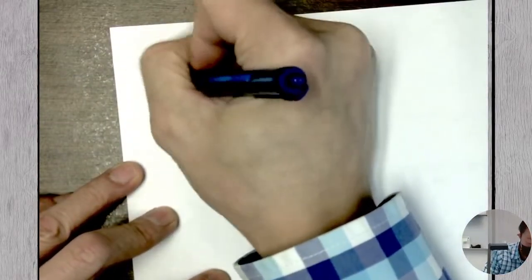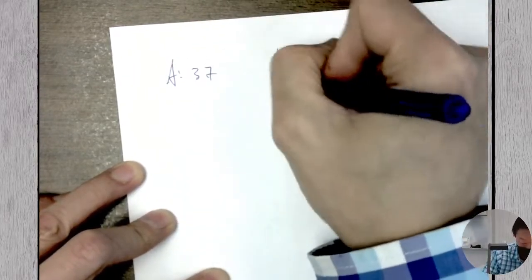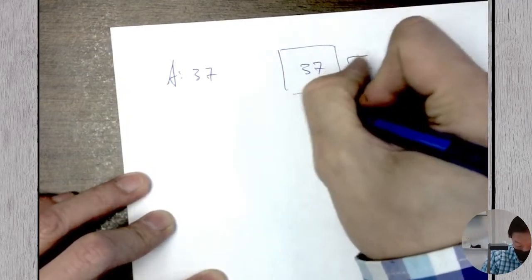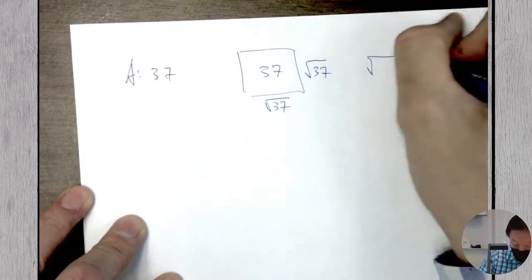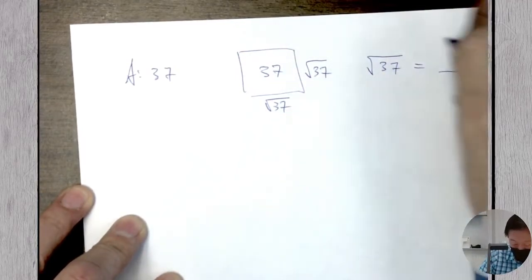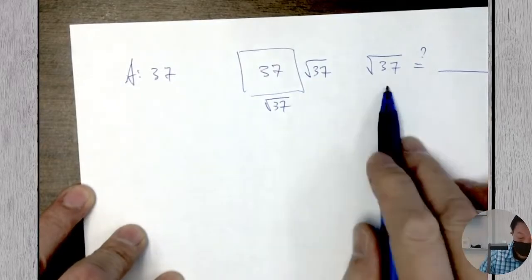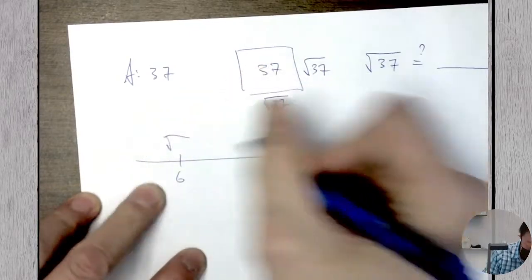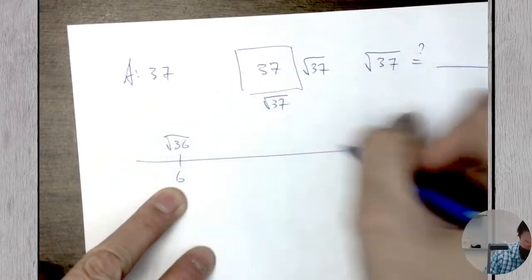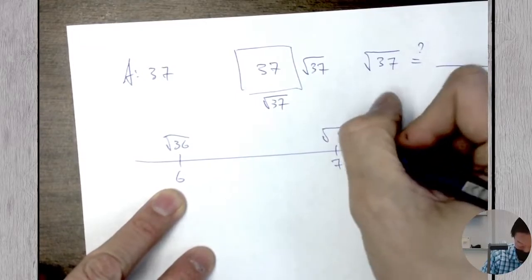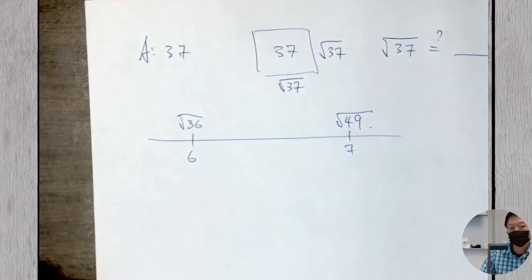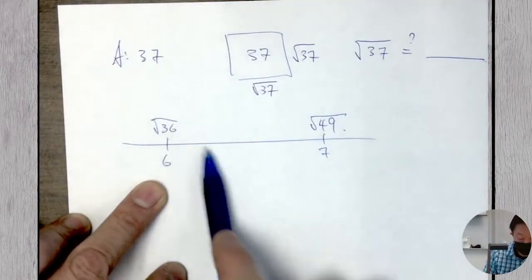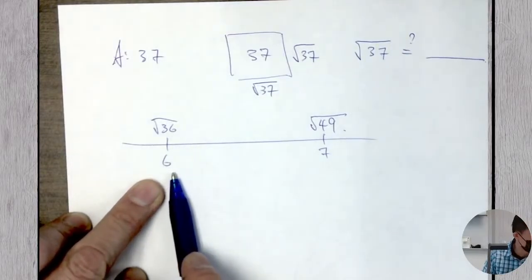If I say I have a square with the area of 37, you're going to draw this out as 37. Each side is square root 37. Well, I may ask you, what is the square root of 37 then? You're going to tell me it's going to be less than 7, but more than 6, because 6 is equivalent to square root 36, and 7 is equivalent to square root 49. So it's going to be somewhere in between. 37 is closer to 36, so it's going to be close to 6, maybe 6.1.